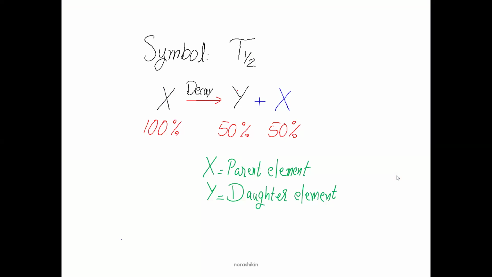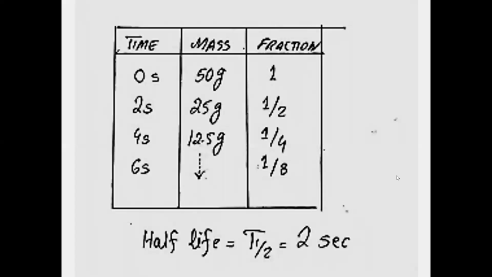X converts to Y. This is the decay process. If you take X as 100%, Y will be 0% at the start. Then Y will be 50%, the new element, and X will remain 50%. We start with the parent element and we end up with the daughter element. Now look at this table. The time is 2 seconds. So 50 becomes 25, 25 becomes 12.5. This is how the mass is becoming half in a time of 2 seconds.